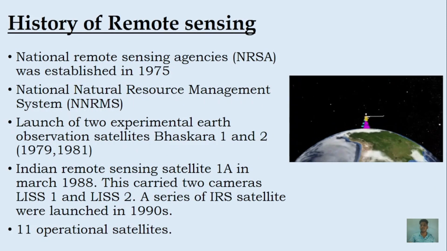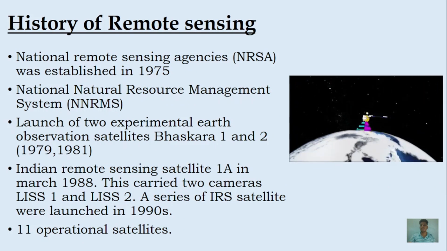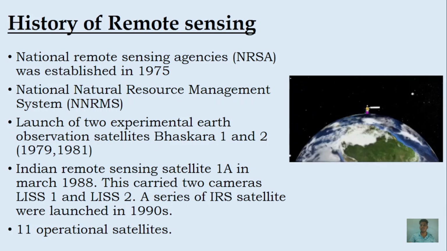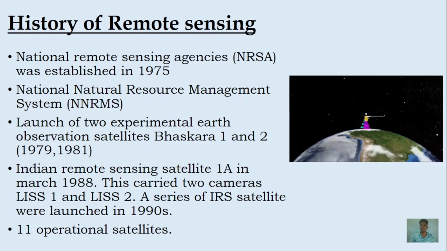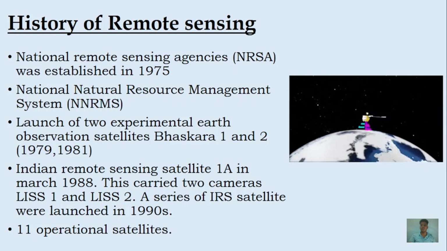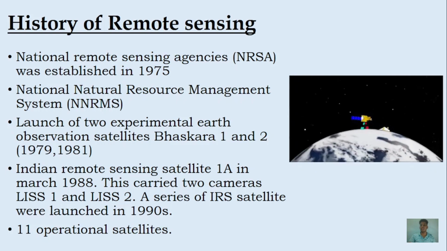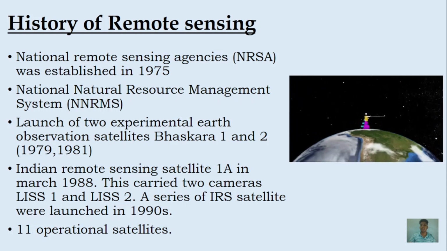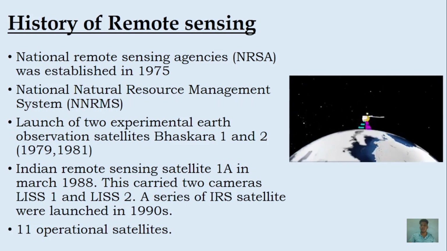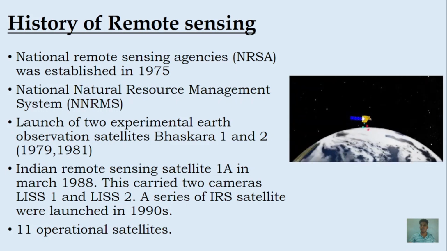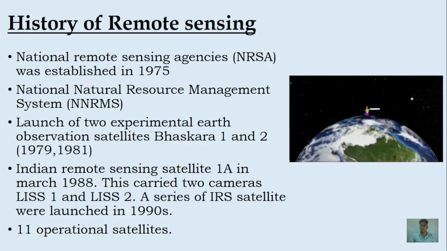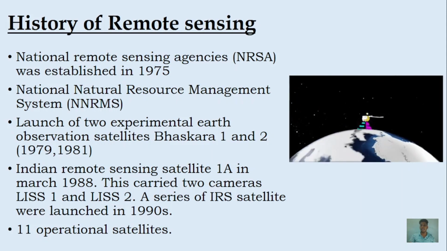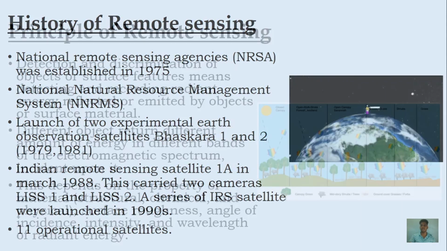History of remote sensing. National Remote Sensing Agency was established in 1975. National Natural Resource Management System, the launch of two experimental Earth observation satellites, Bhaskar 1 and 2 in the years 1979 and 1981 respectively. Indian Remote Sensing Satellite IRS-1A in March 1988. This carried two cameras. A series of IRS satellites were launched in the 1990s and 11 other operational satellites.